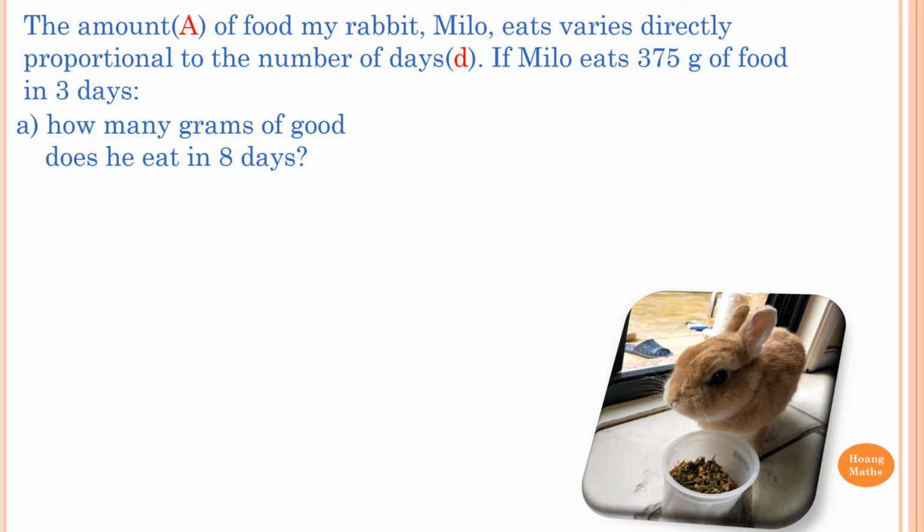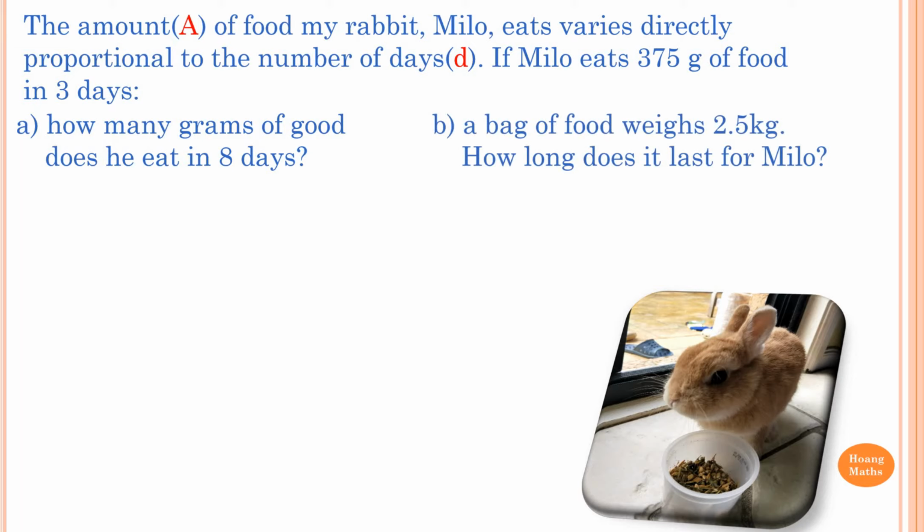The amount of food my rabbit Milo eats varies directly proportional to the number of days. If Milo eats 375 grams of food in 3 days, how many grams of food does he eat in 8 days? Part B. A bag of food weighs 2.5 kilograms. How long does it last for Milo?